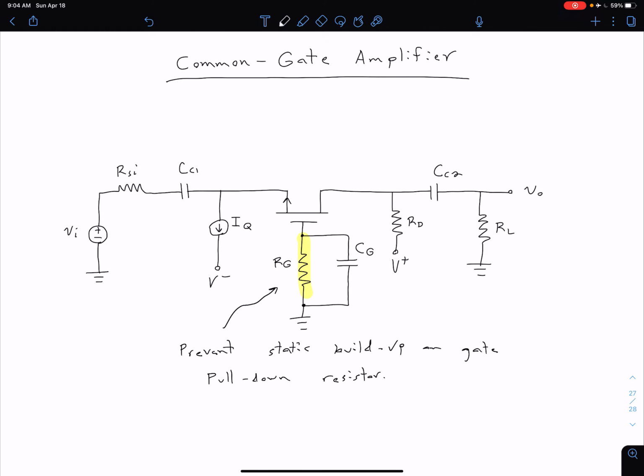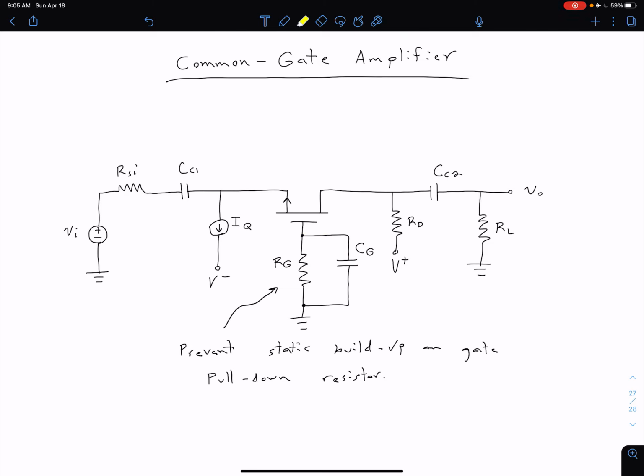However, we don't want that RG to be messing up our small signal gain, our input and output resistance of our amplifier. So what we do is we include as well this C sub G, which is our capacitor, our gate bypass capacitor. And so what we're going to see when we draw our small signal equivalent circuit in a little bit is that our gate is still going to be at signal ground because our AC signals see this short circuit path through our capacitor C sub G.